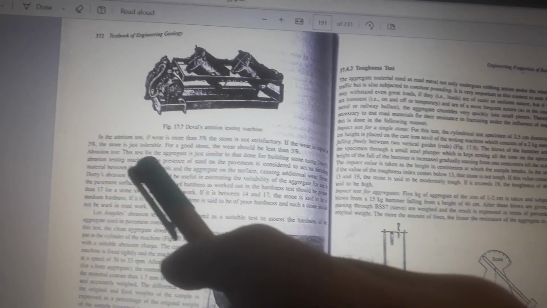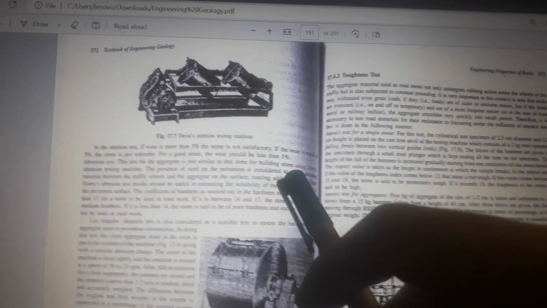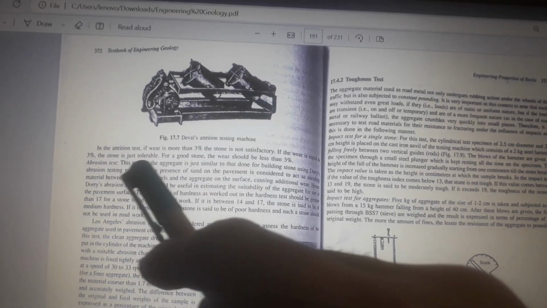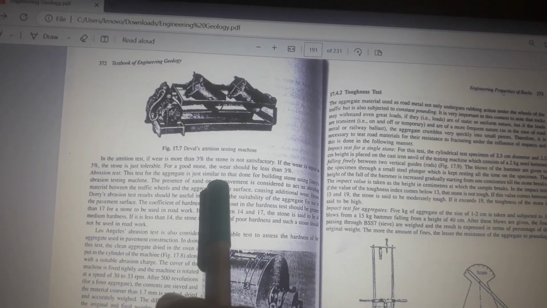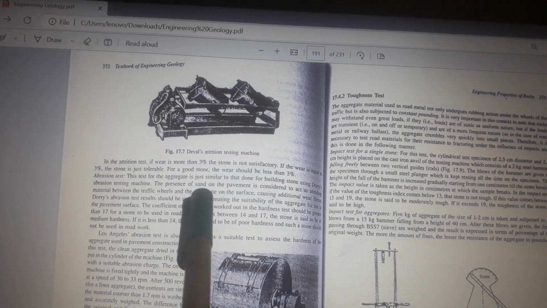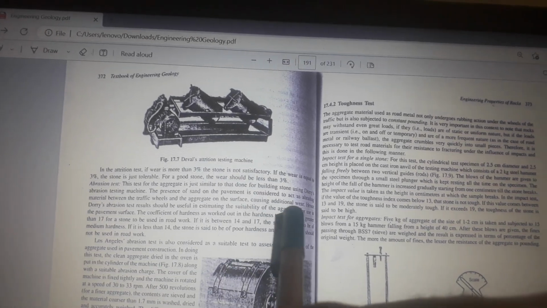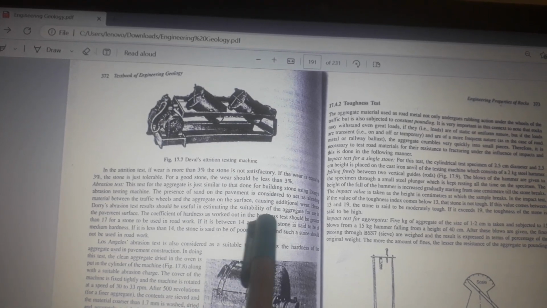Abrasion test. This test for the aggregate is similar to that for building stone, using Deval's abrasion testing machine. The presence of sand on the pavement is considered to act as abrading material between traffic wheels and aggregate on the surface, causing additional wear. Hence, Deval's abrasion test results should be used in estimating the suitability of aggregates for use in pavement surfaces.